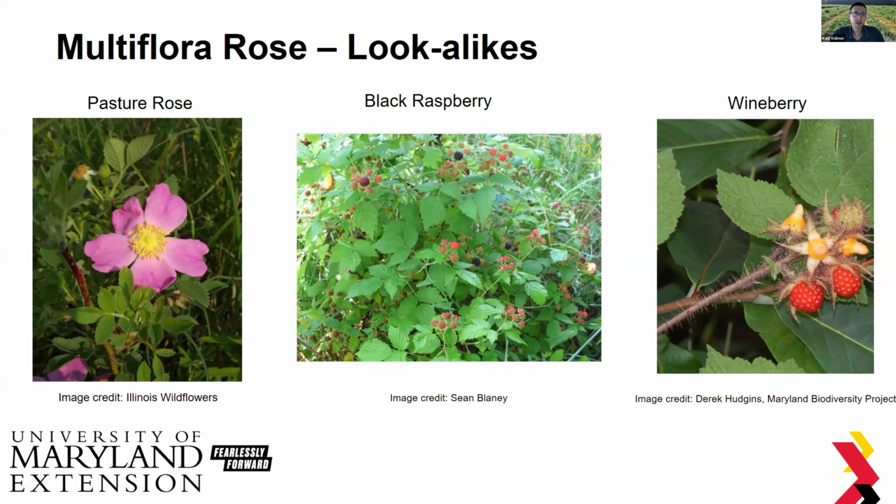Another species that can be confused with multiflora rose are the Rubus or blackberry species, but those tend to have purplish canes or stems. Another invasive species that could be confused with multiflora rose is wineberry. But if you look closely at the stems of wineberry, they're going to be covered in a lot of hairs, very dense hairs.